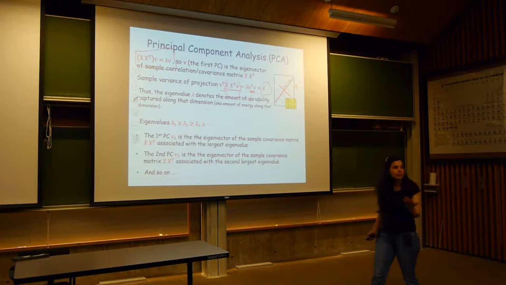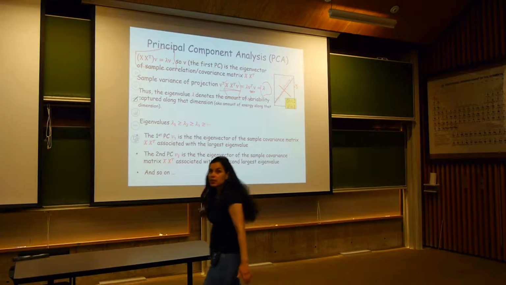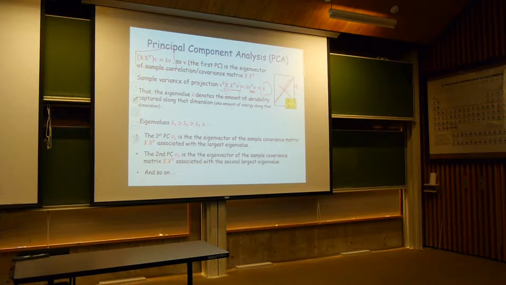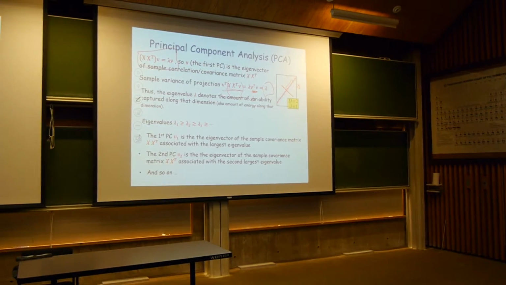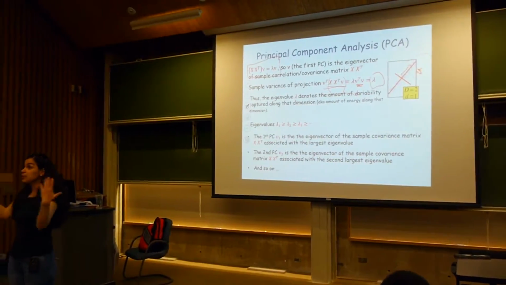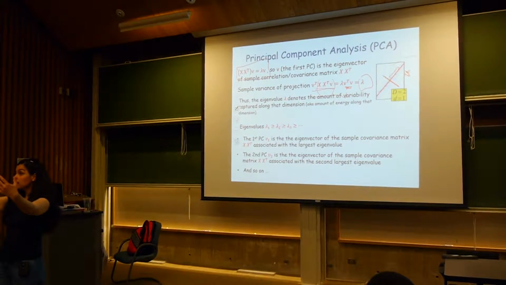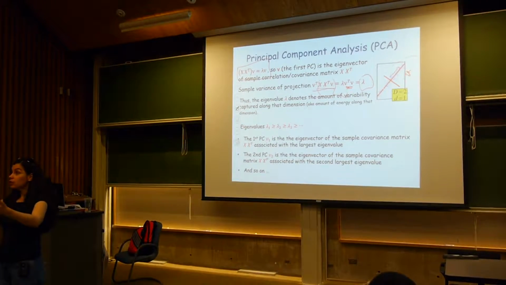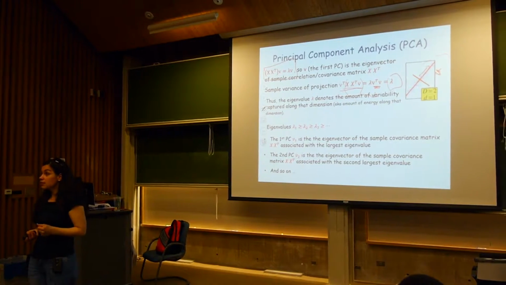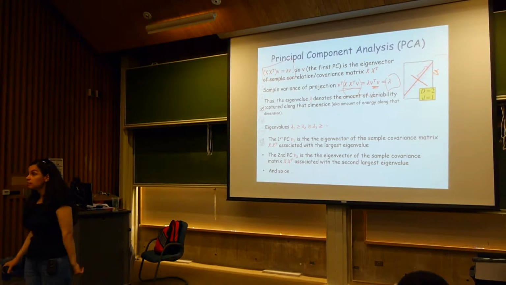Okay, and so on. So that's basically a nice characterization of what these components are. And then to answer your question, given a data set, how do I compute the principal components? I look at the sample covariance matrix, I compute the eigenvectors of the sample covariance matrix, and they will exactly be my principal components.